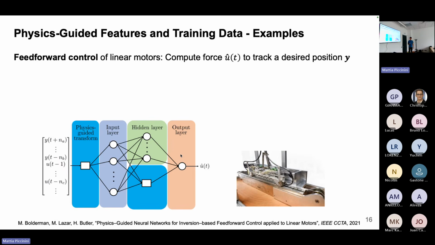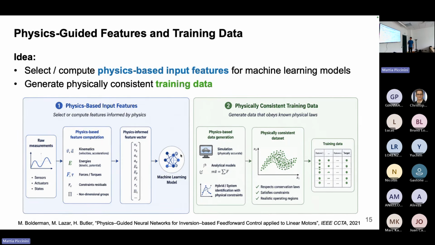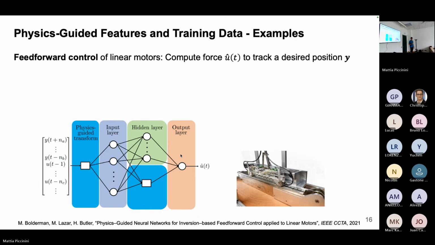And this is an example of the first case. Okay, so input features. This is an example in the field of feed-forward control of linear motors. They had this linear motor, and they wanted their neural network to compute the control input. So in this case, the linear force, to track a desired position of their final actuator, final position Y.